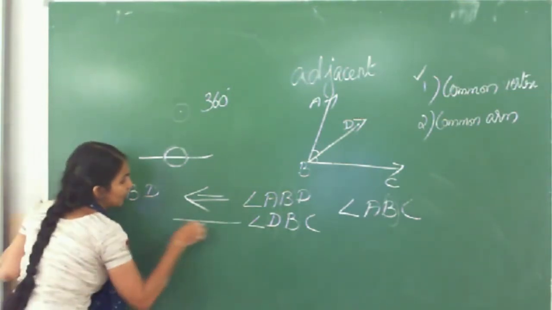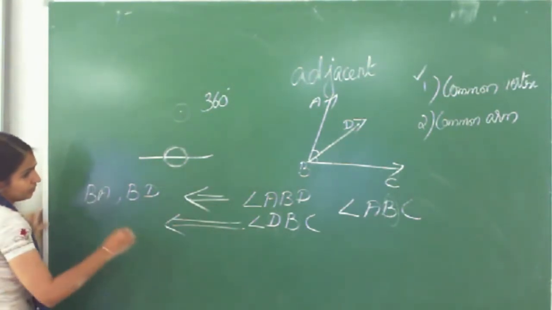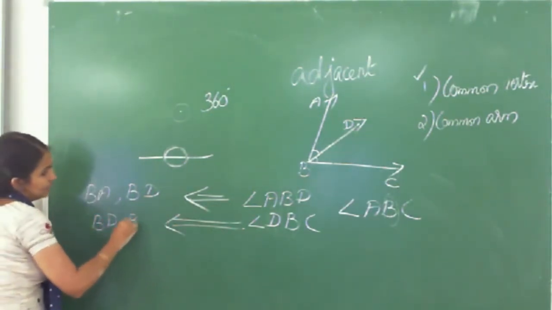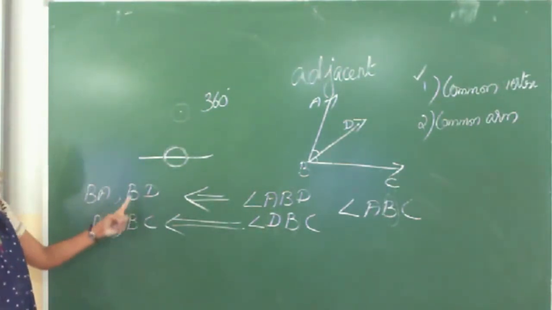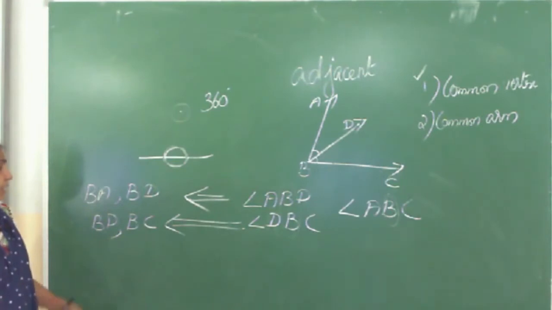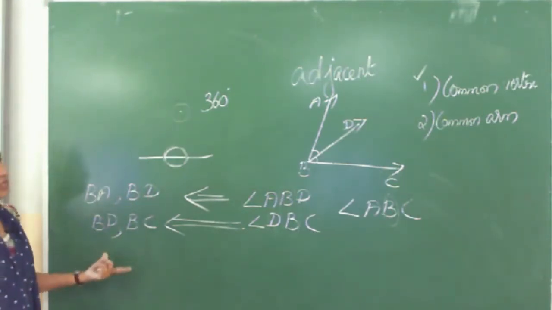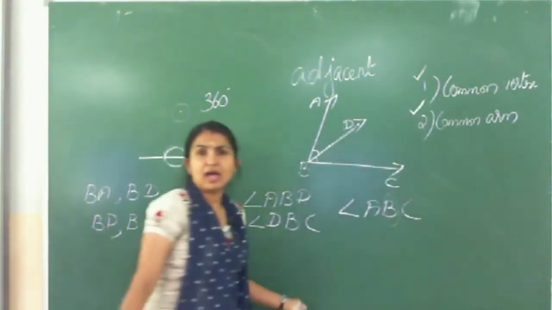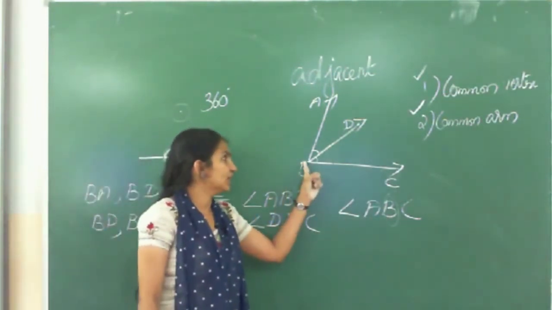When we think about this one, its arms are BD and BC. Tell me, is there any common arm here? Yes, we have BD as the common arm. So that is also satisfied. I hope now it's clear to you what is meant by common vertex.